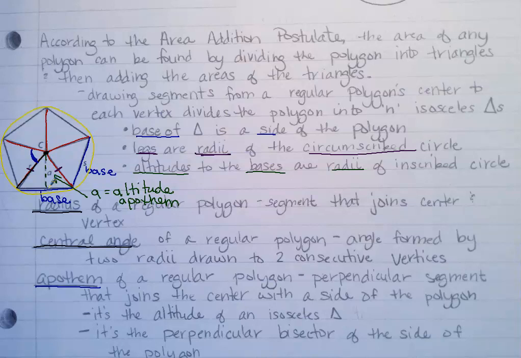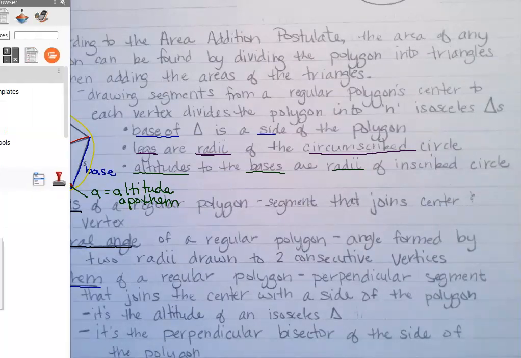So what does that mean? It's perpendicular to the base, which is the side of the polygon, and it also connects to the center. But what does bisector mean? The bisector part means it cuts this in half perfectly, so this half is congruent to this half. So it is perpendicular, but it also cuts that side in half. So there's a whole lot of information just starting there for us today. Great answers, though. You guys did awesome.